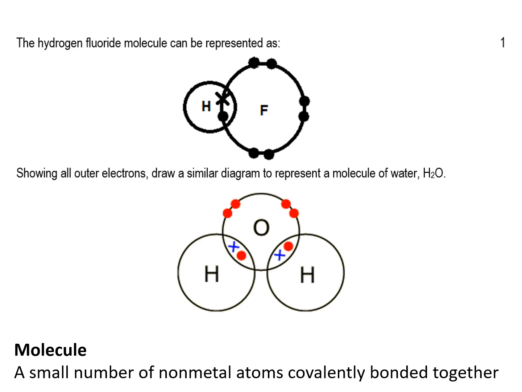So these two chemicals here, hydrogen fluoride and water, are both classed as molecules because they're non-metals, and we also have a small number of those atoms joined together via covalent bonds. So these are two different molecules, and that word will be important for today.